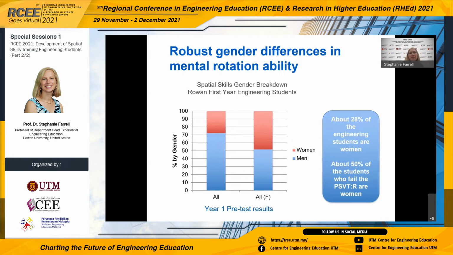So when we started doing our testing, we did see things that we had observed in the literature as well, that there is a robust gender difference in mental rotation ability. This has been shown through many studies using many different tests. We found that while 28% of the engineering students are women, about 50% of the students who failed the pretest were women. So they're overrepresented in the students who fail. Next slide, please.